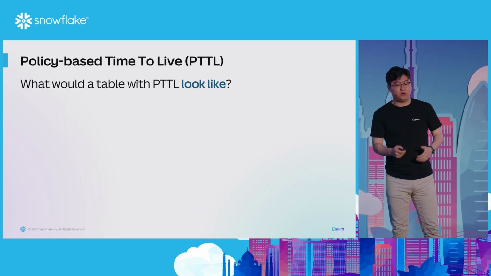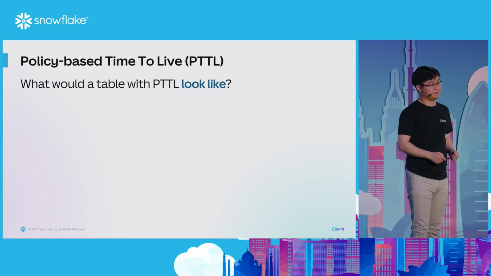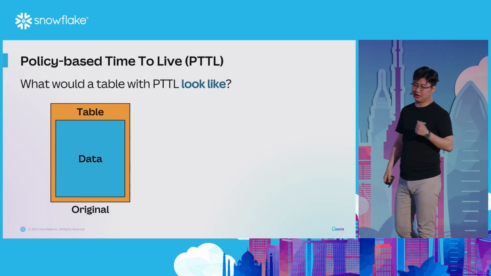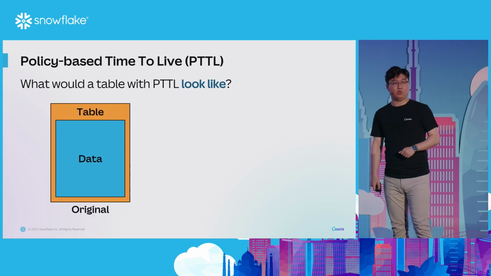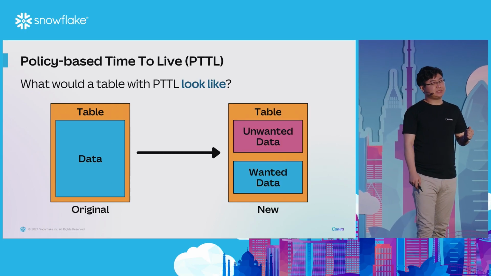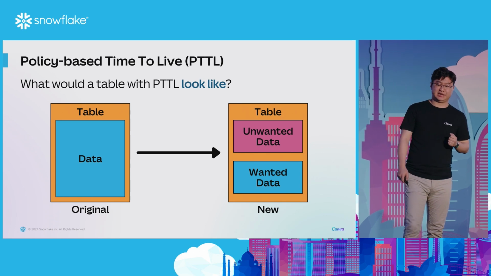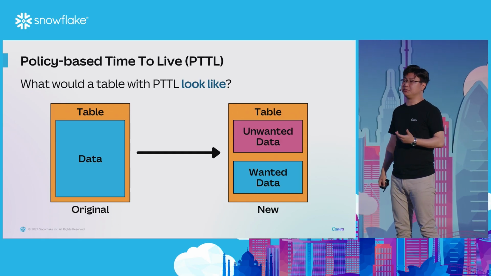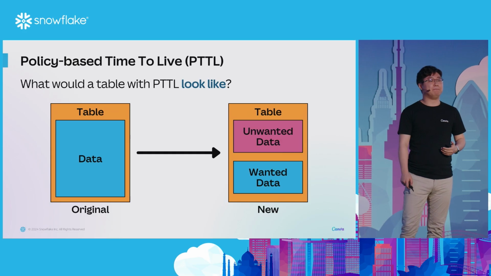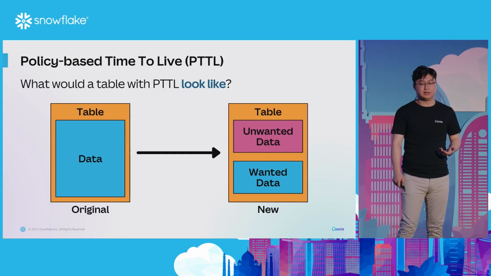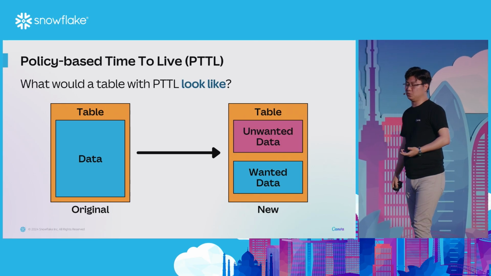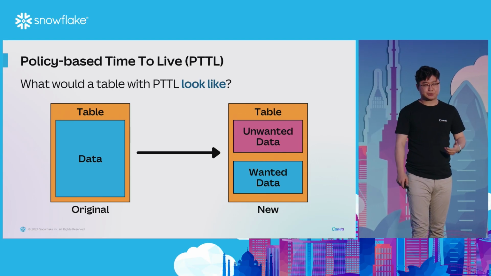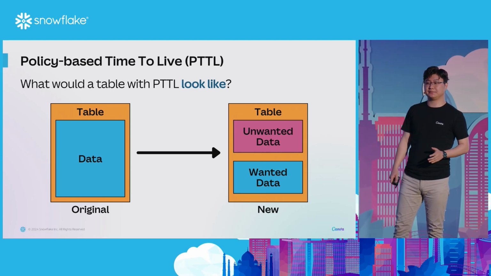Now, what would a table with PTTL look like? First, let's imagine we have this original pre-existing table containing some production data in our warehouse. By applying PTTL, what you can do is split the original table data into two separate sections, or buckets, as we like to call them. The section at the bottom is the wanted data, which is data you consider to be valid and allowed to be used by your data scientists. There is also another section at the top, which is unwanted data that you consider to be invalid or out of policy and should be removed from the table at the earliest opportunity.